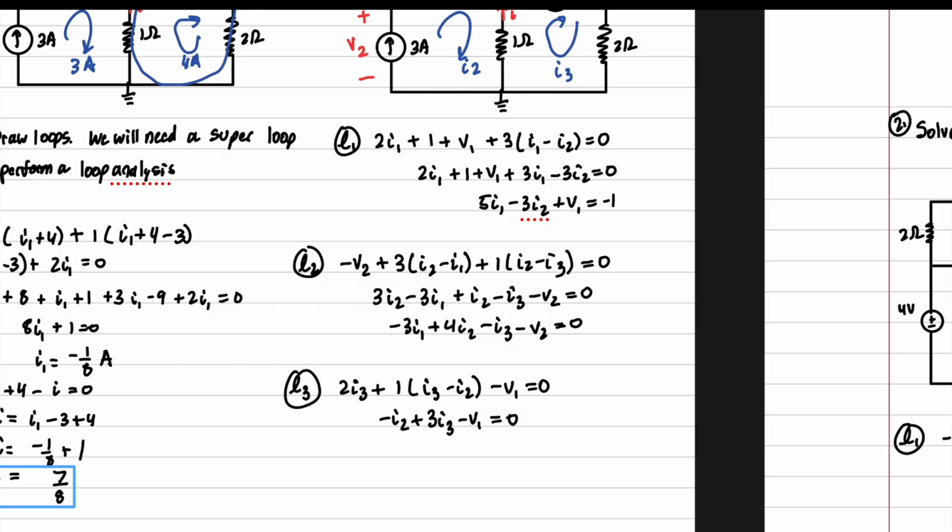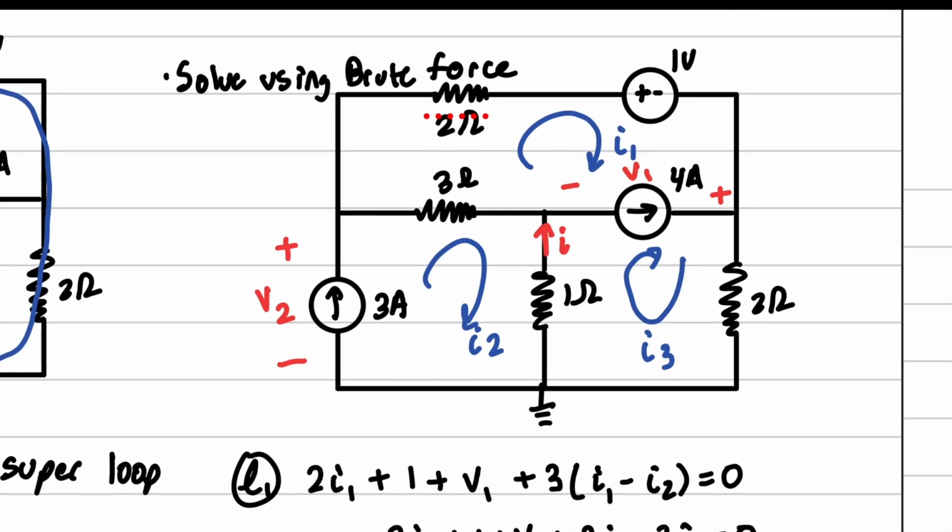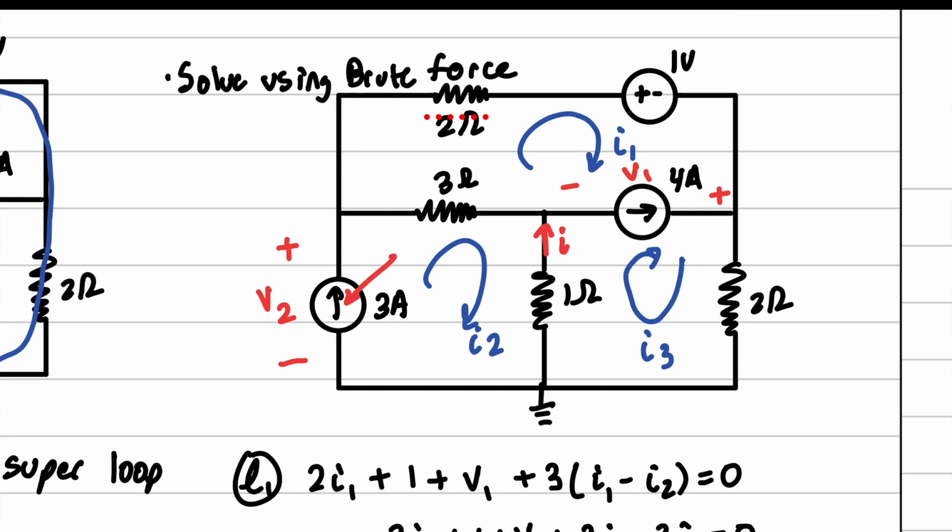Now notice, we have 5 variables, but we only have 3 equations. So where are we going to get the other 2 equations? This is where the brute force part comes into play. Remember that we never took into account what we were actually given, these currents.